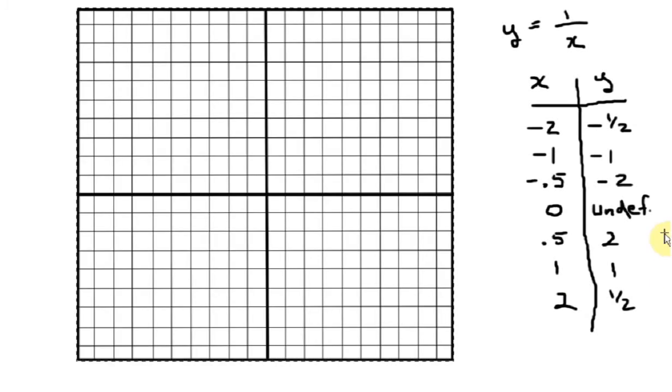Let's bring up the grid, and let's start plotting some points. Okay, so we're going to start with -2, which goes down to -1/2, right about there. We've got -1, -1, and we have -1/2, or -0.5, goes down to -2. Then at 0, there's this undefined happening, which I'll explain in a moment. Then we have +0.5 goes up to 2. And we have 1 and 1. And then we have 2 going up 1/2.